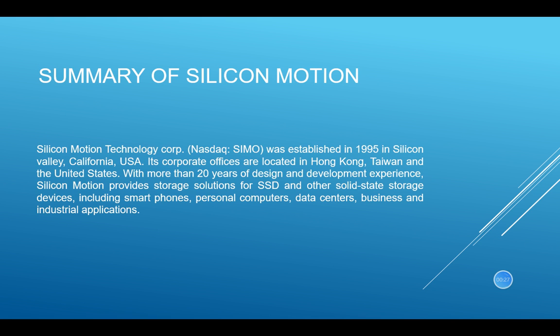The first one is Silicon Motion Technology Company. It was established in 1995 in Silicon Valley, California, USA. Its corporate offices are in Hong Kong, Taiwan, and the United States, with more than 20 years of design and development experience. Silicon Motion provides storage solutions for SSD and other solid-state storage devices, including smartphones, personal computers, data centers, business and industrial applications.